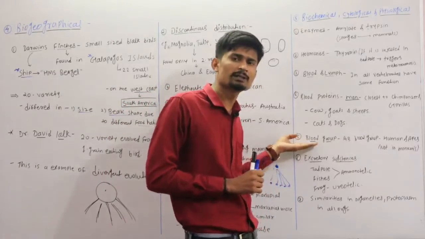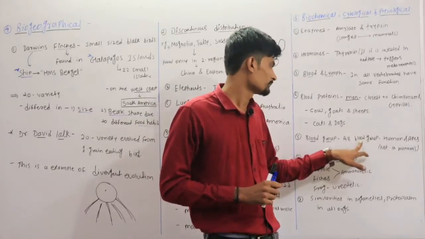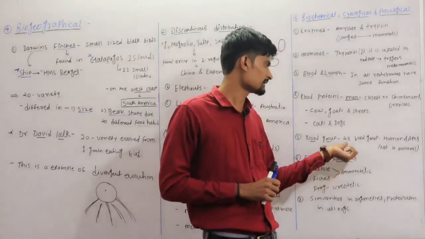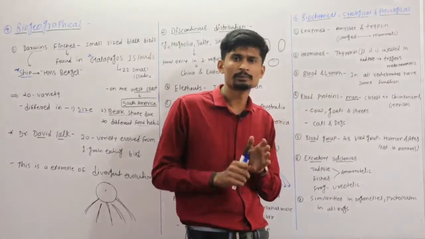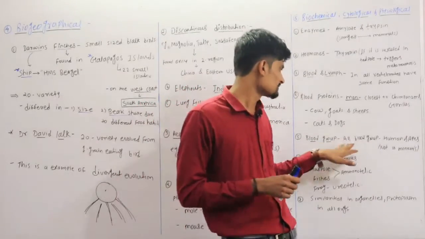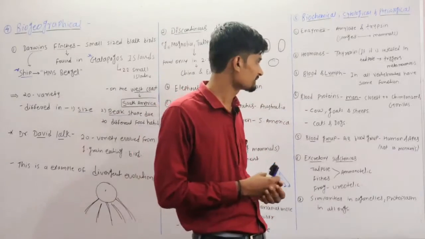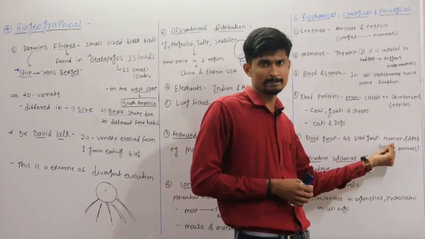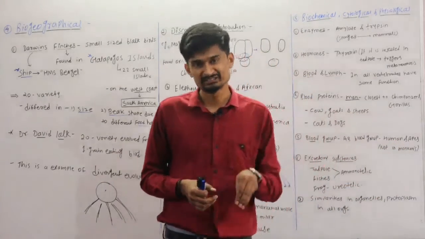Then next example is the blood group. The AB blood group is present in human and apes. So in human and apes, AB blood group is common, but this AB blood group is not found in the monkeys. So it means that human and apes are evolved from the same ancestor.